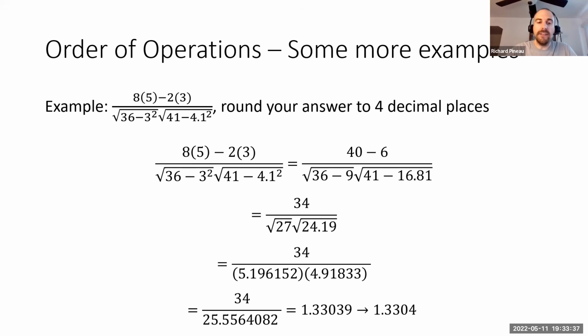25.5564082. I divide that into 34 and we end up with 1.33039, rounded to 4 decimal places, 1.3304. So this thing might look very menacing, but if you use the order of operations, it really can be a very simple process. So take your time, work the computations carefully, and write down each result as you go.